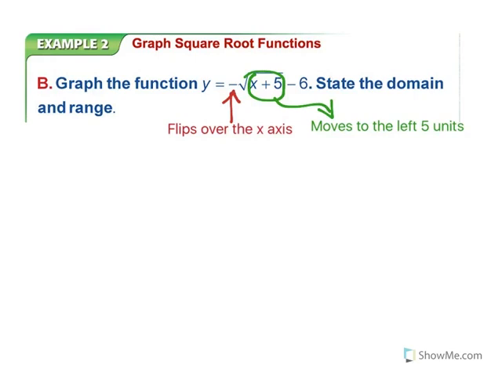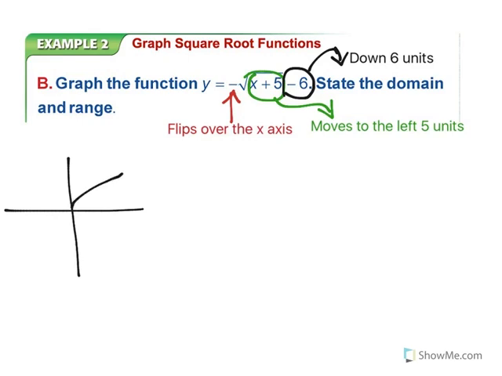This x plus 5, remember, is backwards scrolled. You would think it would move to the right 5, however, it does not. It moves to the left 5. And the last thing, we have this minus 6, means we're going to go down 6 units.